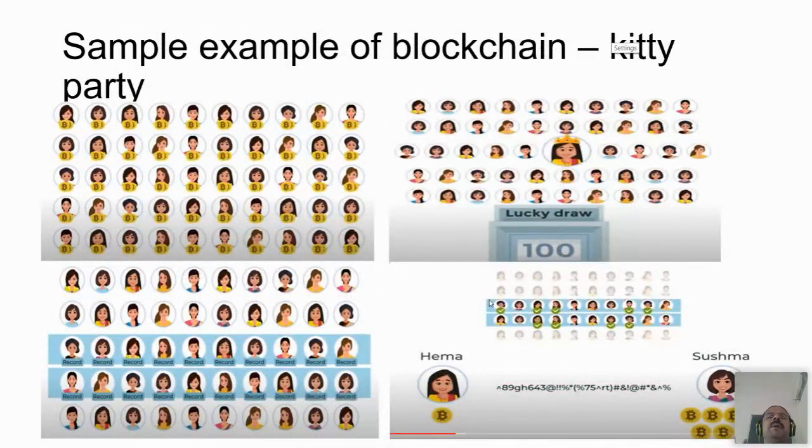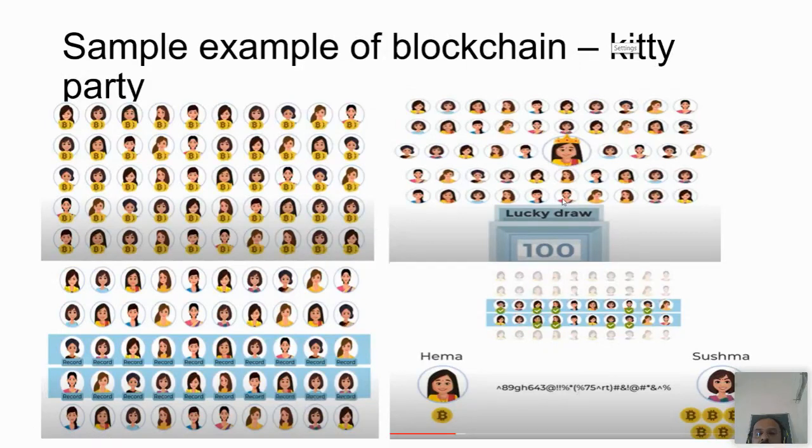If I want to give you a simple example of how a blockchain works, let us understand what is called a kitty party. Suppose a kitty party is hosted by a set of people, say around 50 people. What they decided is that every month everyone will contribute one Bitcoin or one currency, 1 rupee or whatever it is. There will be a lucky draw at the end of the month. Suppose there are around 50 people and everyone contributes 2 units of currency, then the lucky draw winner is going to get 100 rupees. This is how they wanted to organize the kitty party.